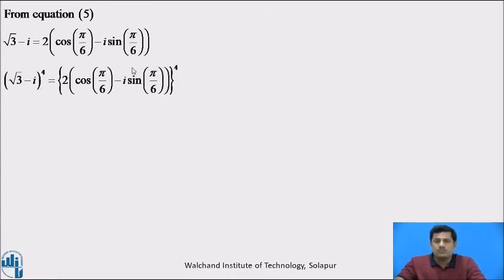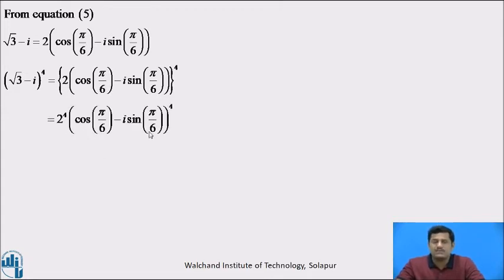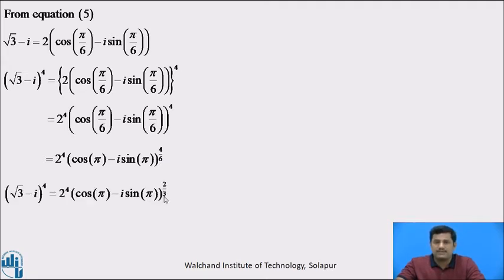Taking the fourth power on both sides, we get this new equation. Now on the right hand side, taking separate powers of this 2 and this bracket, we get this new equation. Now again, applying De Moivre's theorem in reverse order, taking this 1 by 6 as a power, we get 2 raised to 4 into cos pi minus i sin pi raised to 4 by 6. And this 4 by 6 is nothing but 2 by 3.